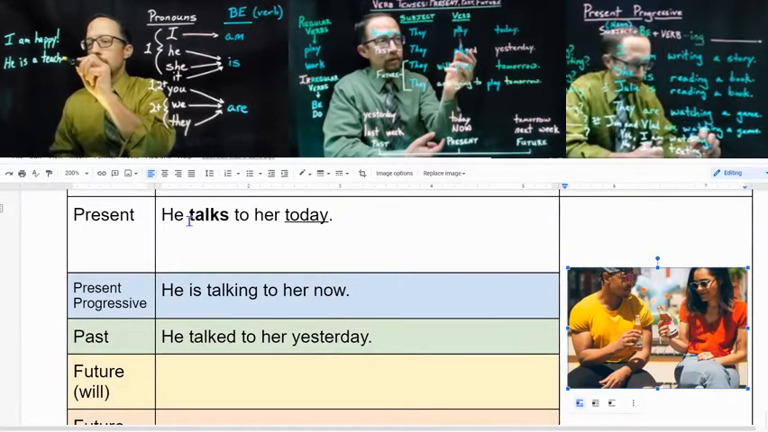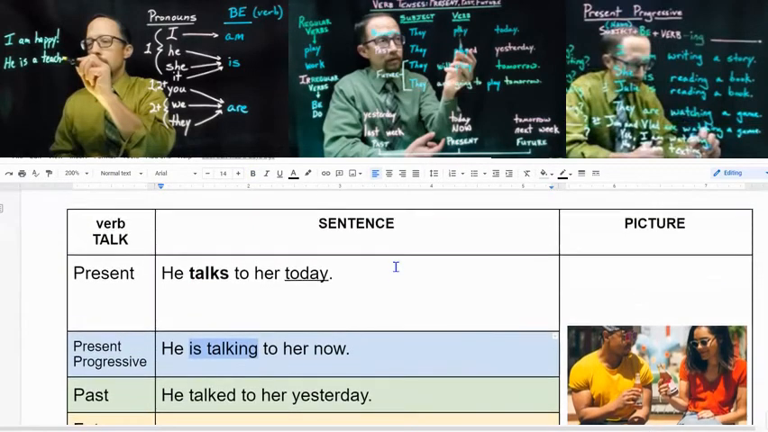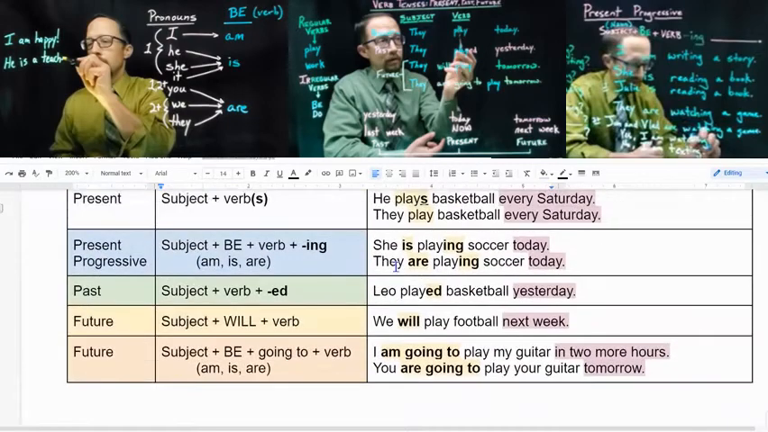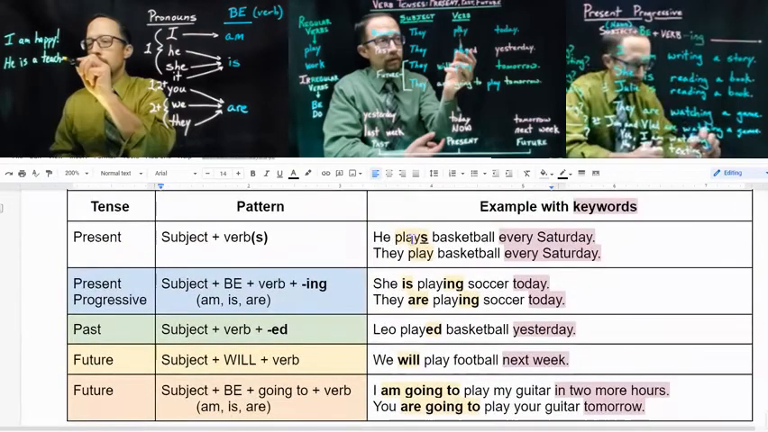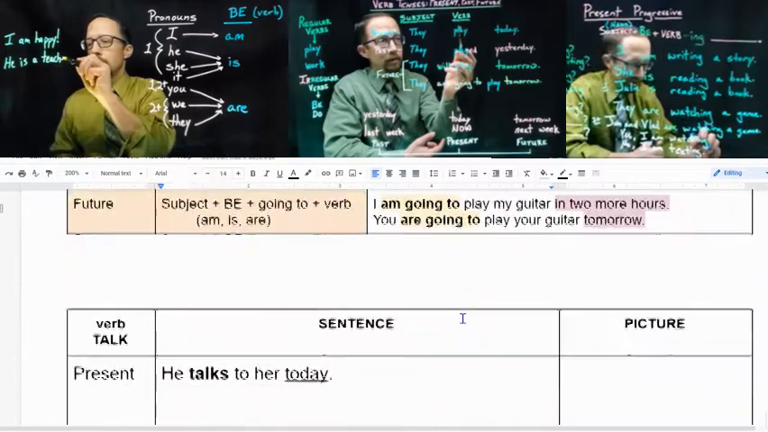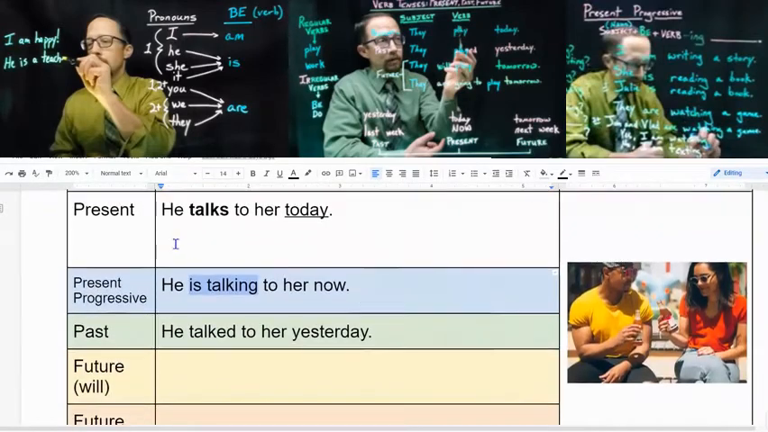So now, how does this change? Talks changes to is talking. How do you know, Mr. Claire? Watch. You go up here. Plays changes to is playing or are playing. Okay? So he talks changes to he is talking to her.